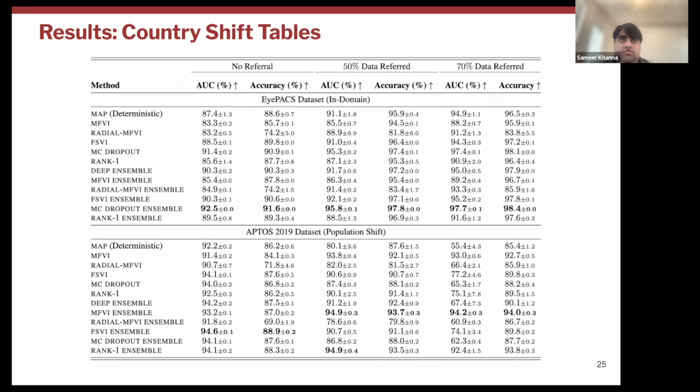This table here shows corresponding quantitative results for the country shift task. The main takeaway for this table is that rankings of models change drastically based on the evaluated task. The authors noted that these results underscore the importance of generic evaluation frameworks like Retina to enable rapid benchmarking of many tasks.